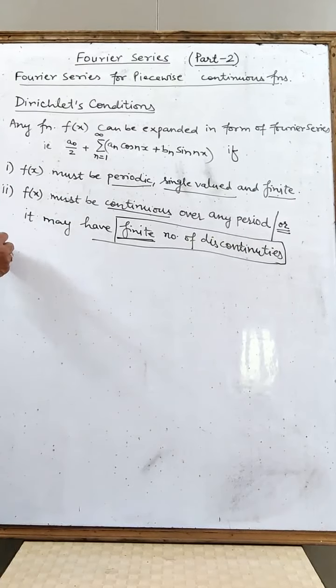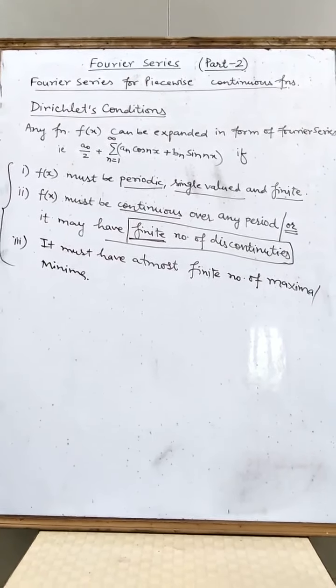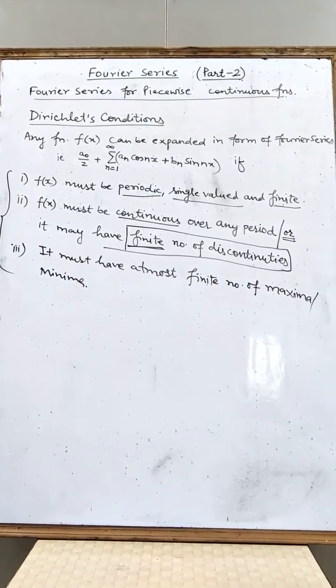And third is, it must have at most a finite number of maxima and minima over any period. So, these are the main conditions that are required to find the Fourier series expansion of a function.